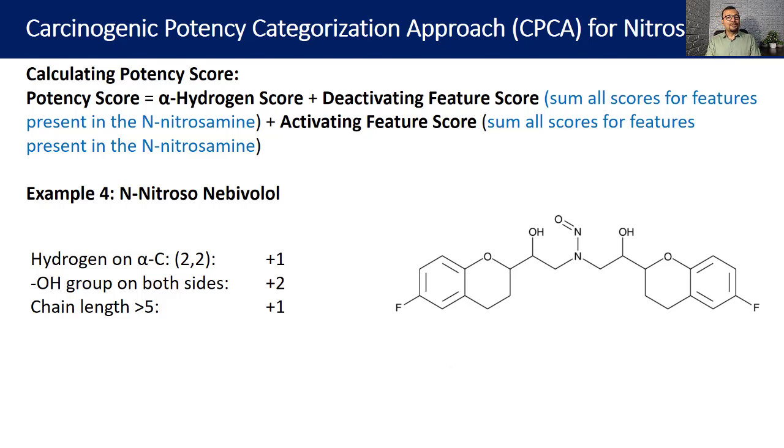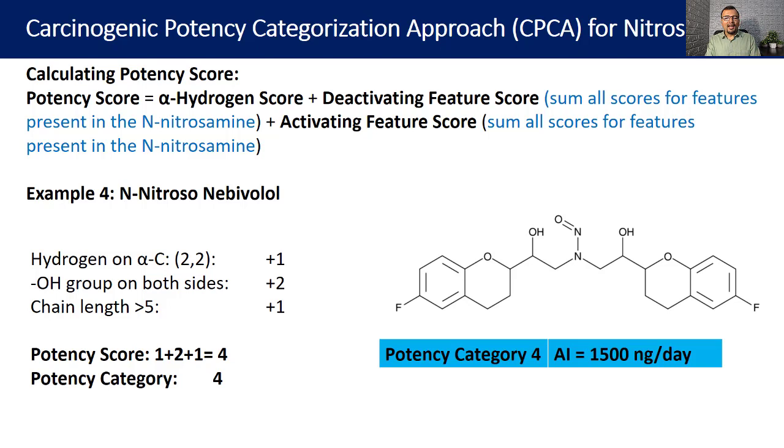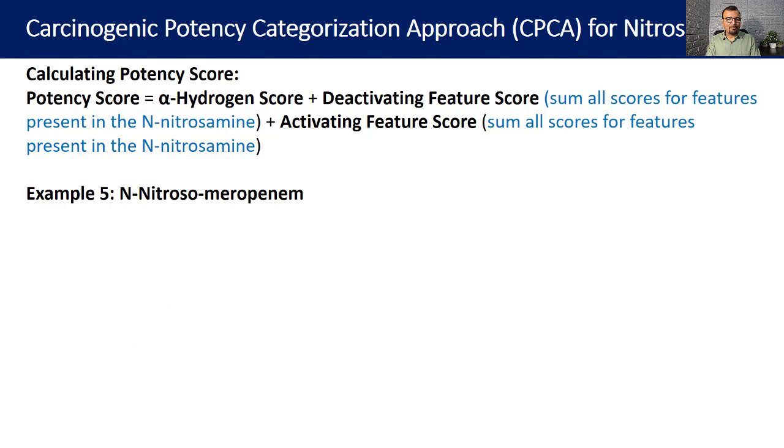So what is the potency score? 1 plus 2 plus 1 equals 4. So the potency category is equal to 4 now, as the score is not greater than 4. And potency category 4 belongs to an acceptable intake of 1500 nanograms per day. So this is the acceptable intake recommended for potency category 4.